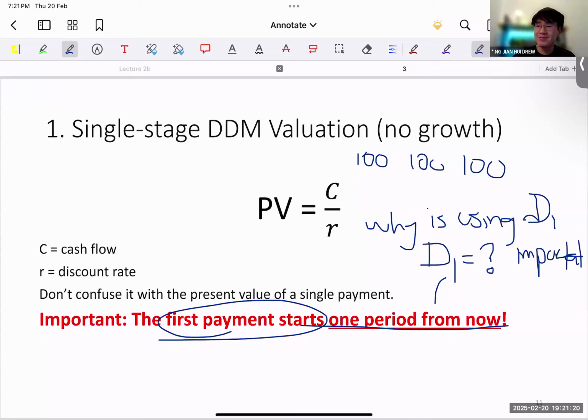No, but it's no growth, so it's not supposed to increase. Good try, good try. Okay, so let's try to think about this. This is a good one.